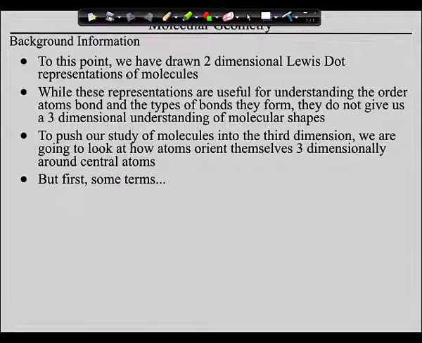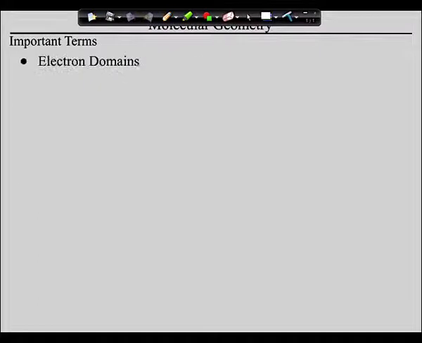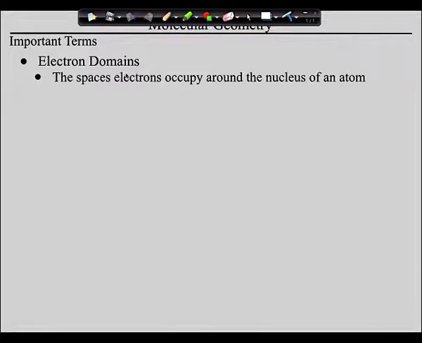But guys, to get started, we've got to start with terms. This is where you want to start taking notes. The terms that you need to know are these. First of all, the term electron domain. We sort of alluded to this when we looked at the back of the page, and you've got space for this in your notes. An electron domain is defined as the space that electrons occupy around the nucleus of the atom. You'll notice there's a little tick mark for that.